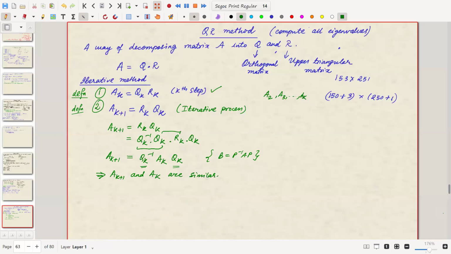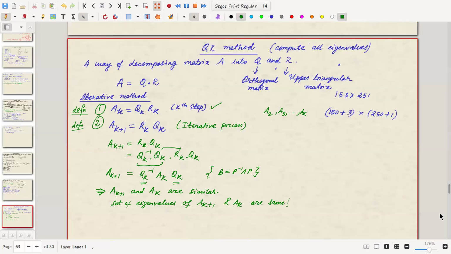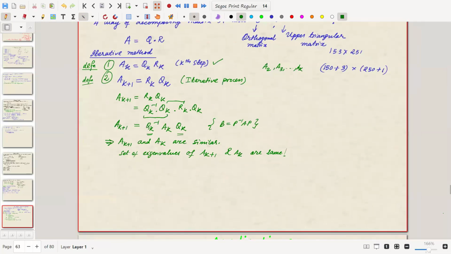What does it mean to be similar? That means the set of eigenvalues of A_{k+1} and the set of eigenvalues of A_k are the same. That is the property that we discussed last class. So from this property, they will have all of the same eigenvalues.